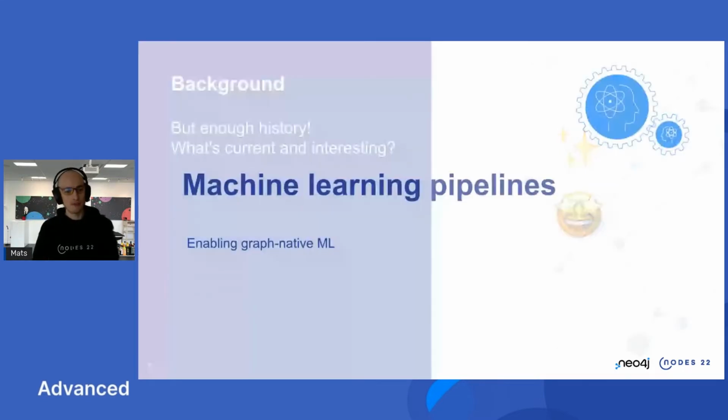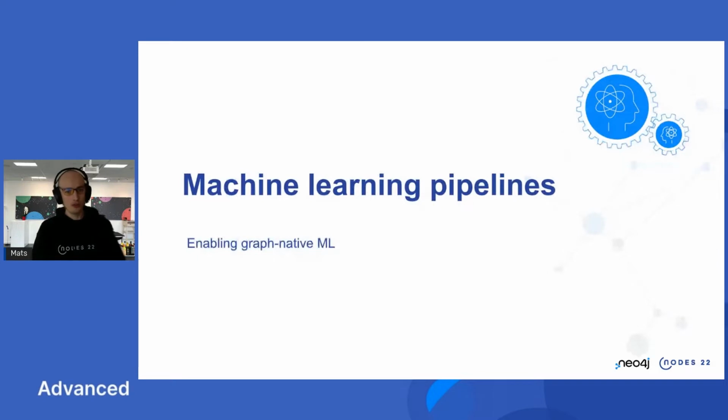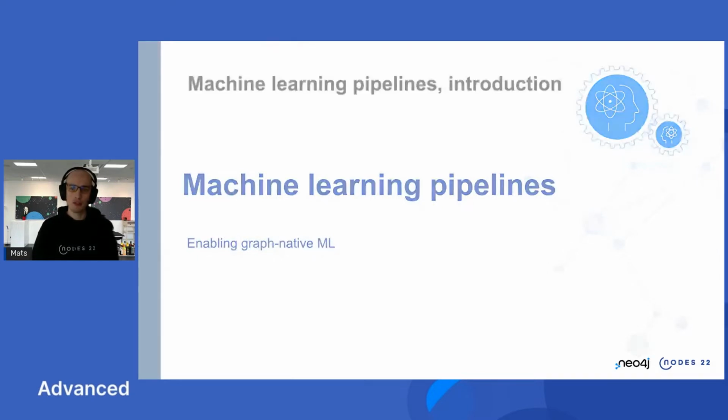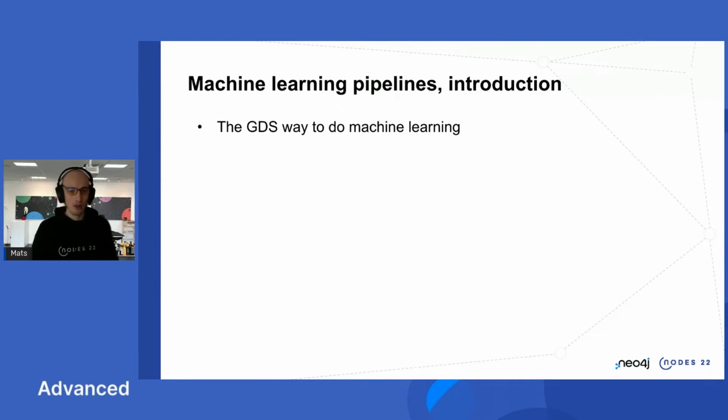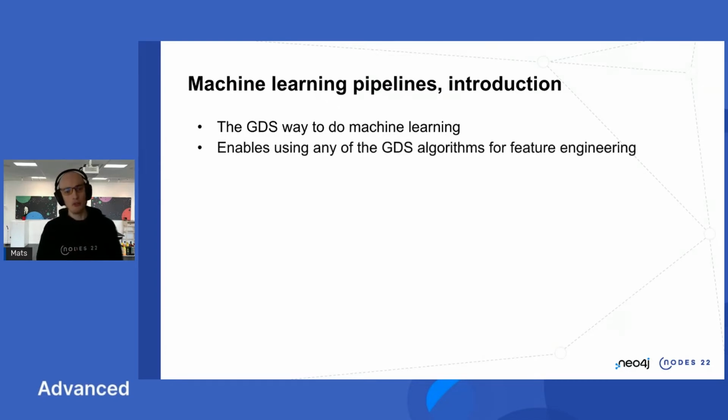Machine learning pipelines are. So to introduce them, let's talk about a couple of concepts so that we can all really learn what we mean when we discuss certain terminology. So the machine learning pipelines, they are the GDS way to do machine learning. There's no other way to do it graph natively with this product. It enables using any of the GDS algorithms, be they centrality algorithms, community detection, or node embeddings, so that we can do feature engineering for our pipelines.